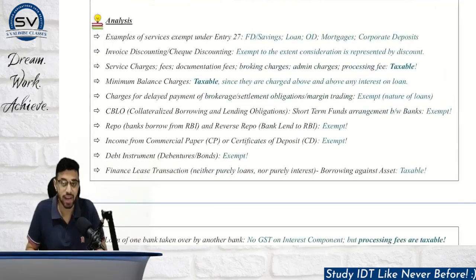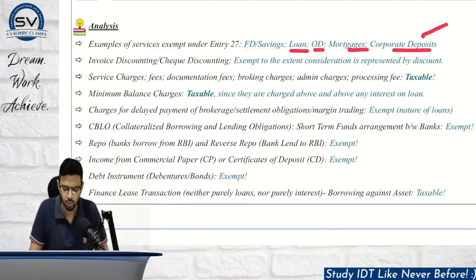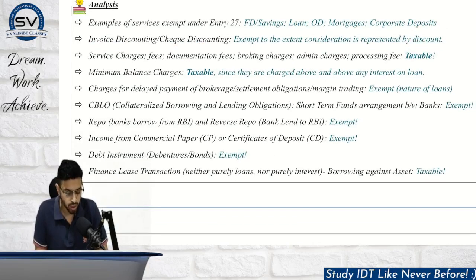Okay. Now certain analytical points, please understand. Examples of services which are exempt: FD, savings that you do, we earn interest from the banks, loans, overdraft, mortgages, corporate deposits, everything is exempt. Invoice discounting, cheque discounting, that is also exempt because the consideration is represented by discount. Other charges, for example, service charge, fees, documentation fees, broking charge, admin charge, processing fee, these are not interest or discount. So this is taxable.